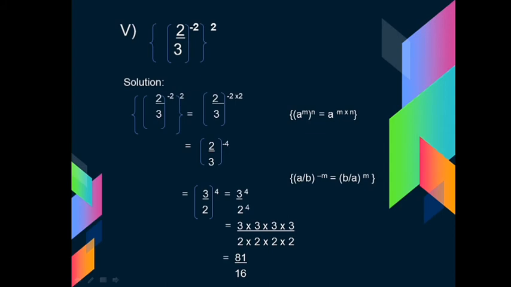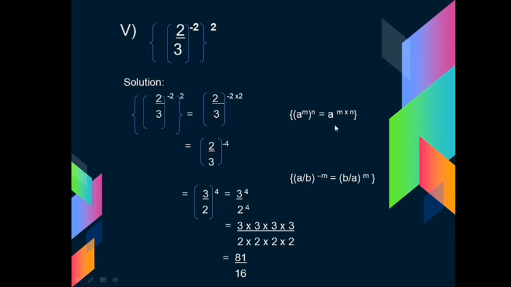Then the next question, it is given power of a power. The question is 2 divided by 3, whole raised to the power minus 2, again whole raised to the power 2. So it can be written as 2 by 3 whole raised to the power minus 2, whole raised to the power 2, is equal to 2 upon 3 whole raised to the power minus 2 into 2. As it is power of a power, we can multiply both exponents by using the law a raised to the power m, whole raised to the power n, equals a raised to the power m into n. So here a means 2 by 3, m means minus 2, and n means 2.